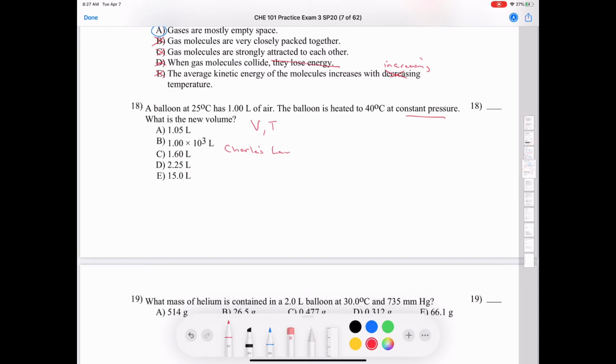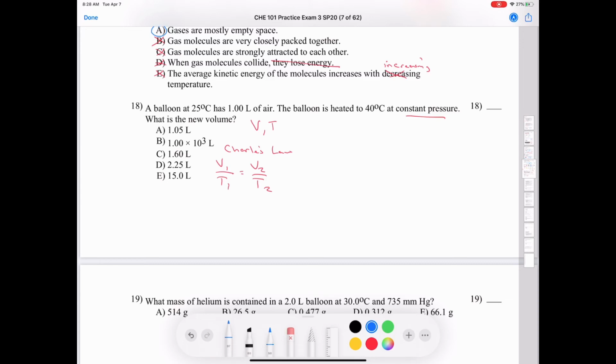Charles' law, which you need to have memorized. Charles' law is volume 1 over temperature 1 is equal to volume 2 over temperature 2. Now I've already gone ahead and converted these temperatures into Kelvin. So you have to convert the temperatures into Kelvin. I can't stress that enough. If you solve this problem using the temperatures in degrees Celsius, you will get the wrong answer.